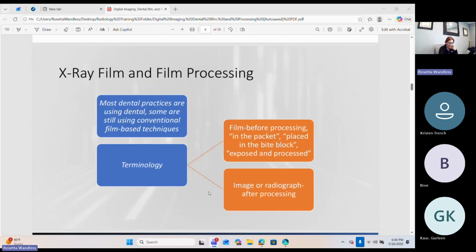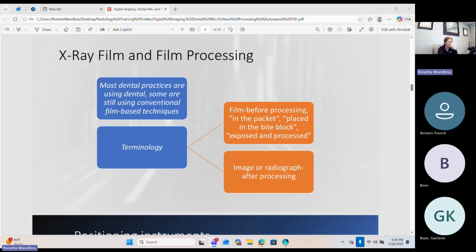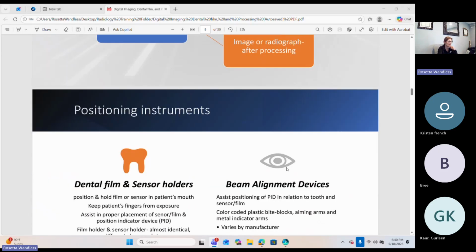We talked about some vocabulary in the packet. We talked about what an image or radiograph is. When we say image, that's obviously after we process it: we see the radiograph, we see the x-ray, we see what's active in it. The packet means that there's nothing on it yet, or it's a latent image. There's something exposed on it, but I can't see it until I actually process it. So those are a couple of words we need to kick around in our minds.